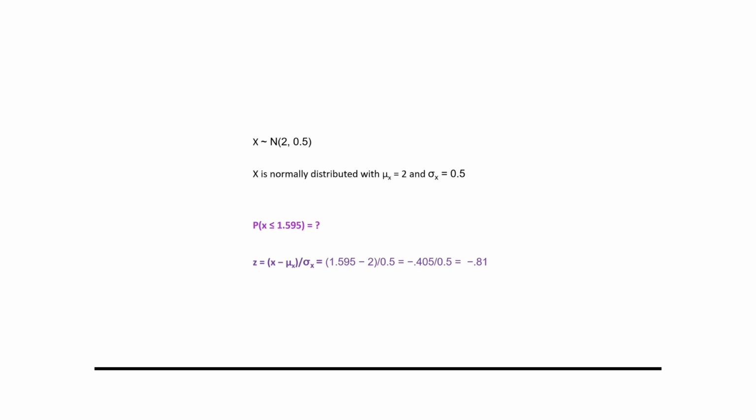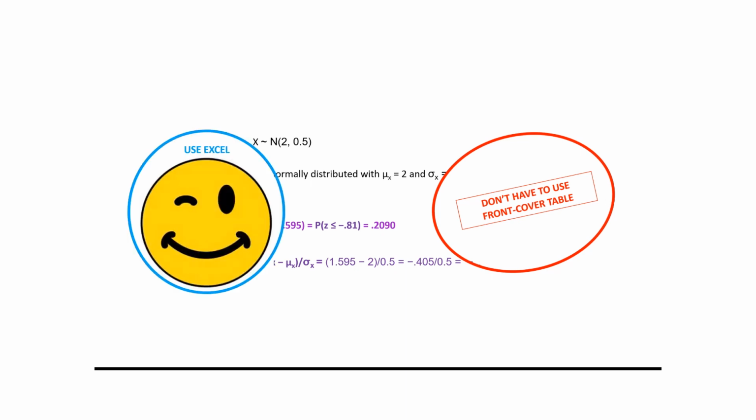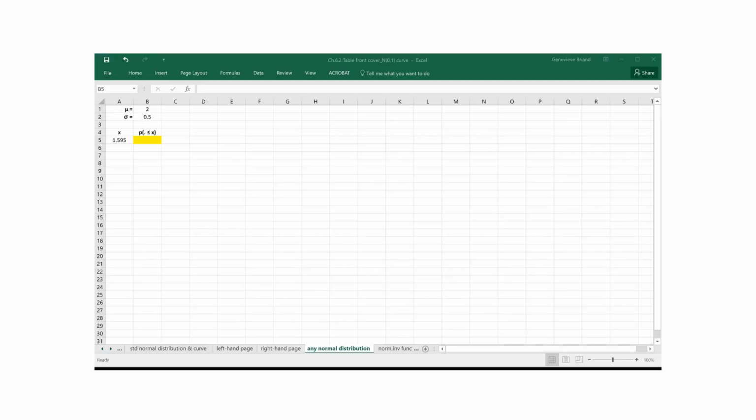The z value corresponding to our x value is equal to minus 0.81. So the probability that x is less than 1.595 is equal to the probability that z is less than minus 0.81. And we had just figured that out, and it was 0.2090. But of course, we don't have to use the front cover tables. Instead, we can use Excel and directly compute cumulative probability for whatever normal distribution we're working with, without going through the intermediary z value. So let's do that.